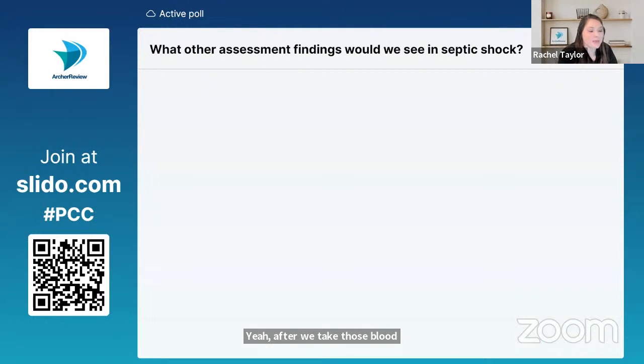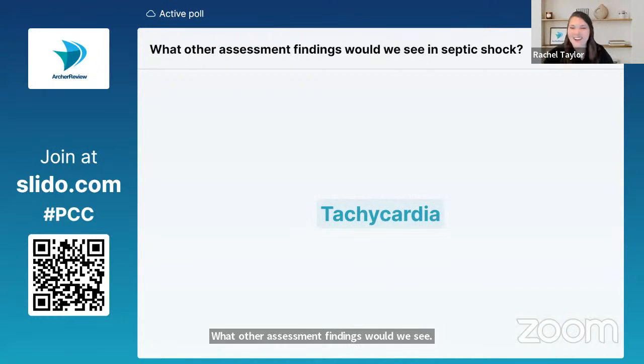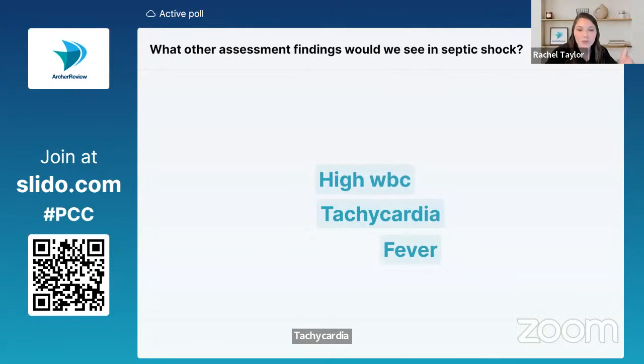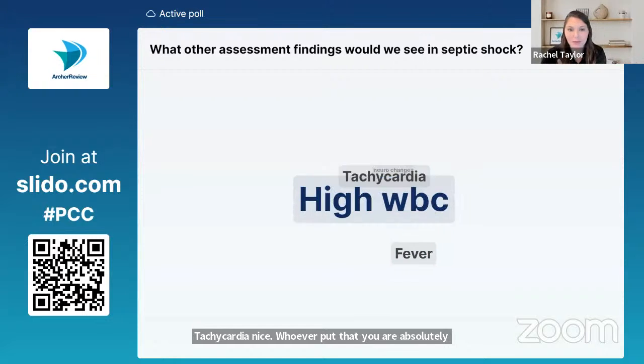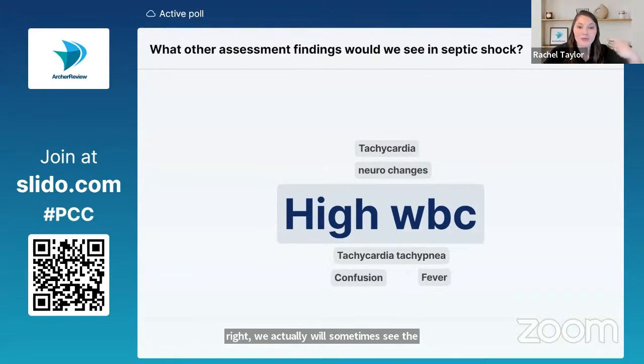So what other assessment findings would you see in septic shock? What other assessment findings would we see? Let me know. What are we thinking about? Tachycardia. Nice. Whoever put that, you are absolutely right. We actually will sometimes see the tachycardia before we see the drop in the blood pressure. It sometimes happens first due to the stages of sepsis.